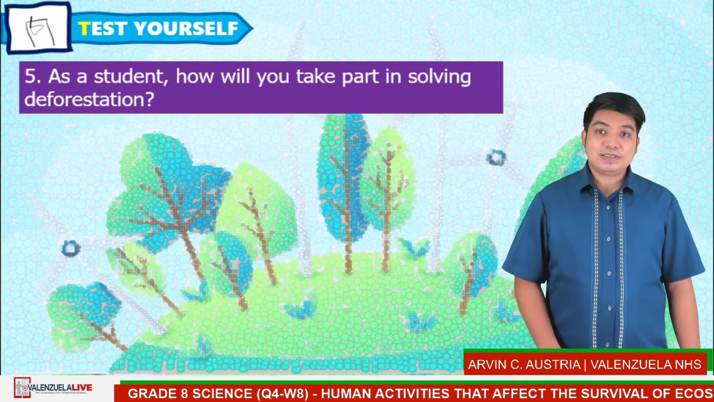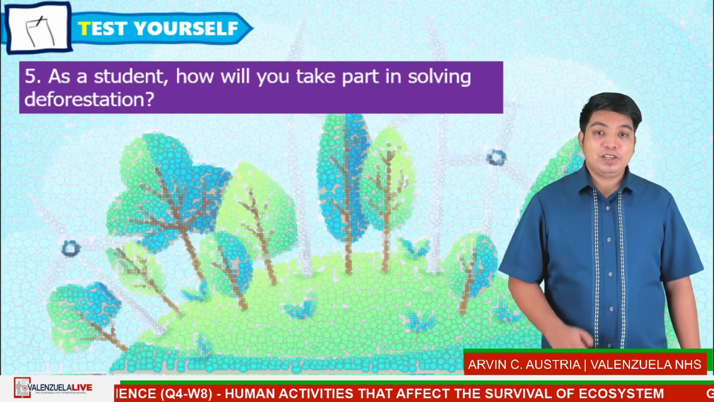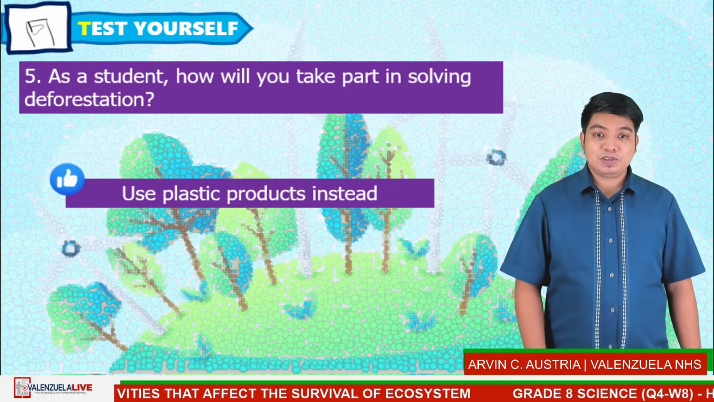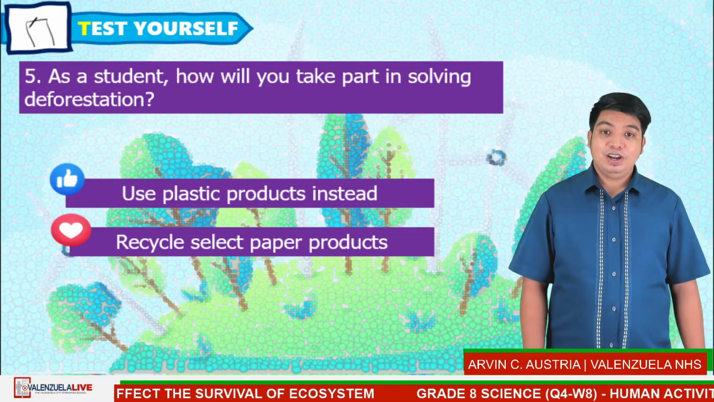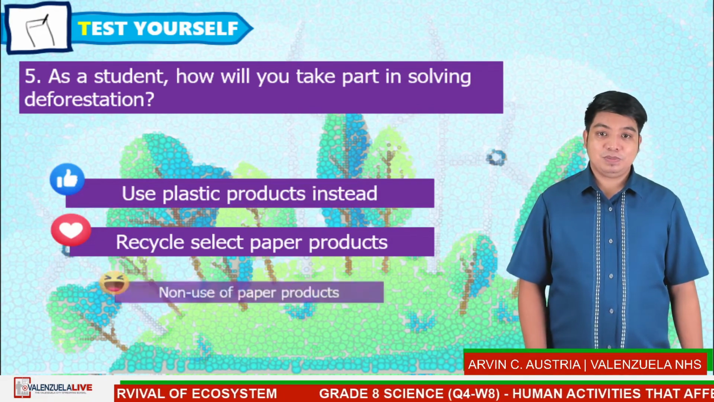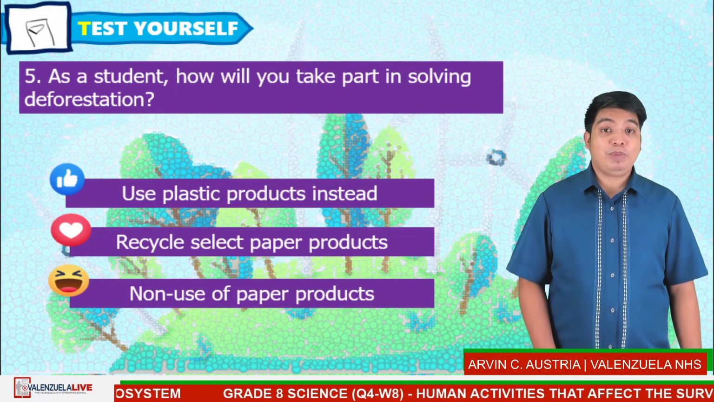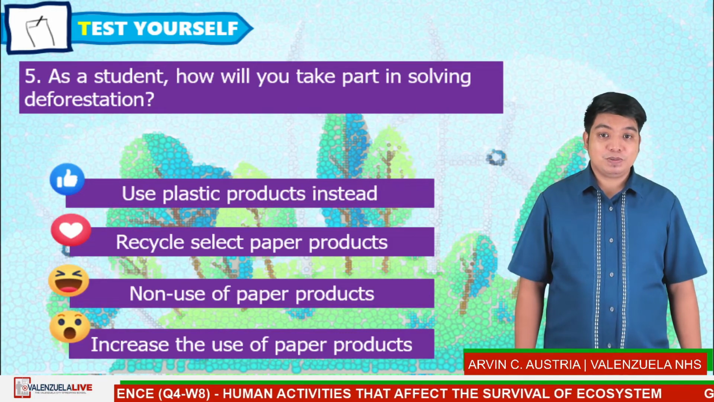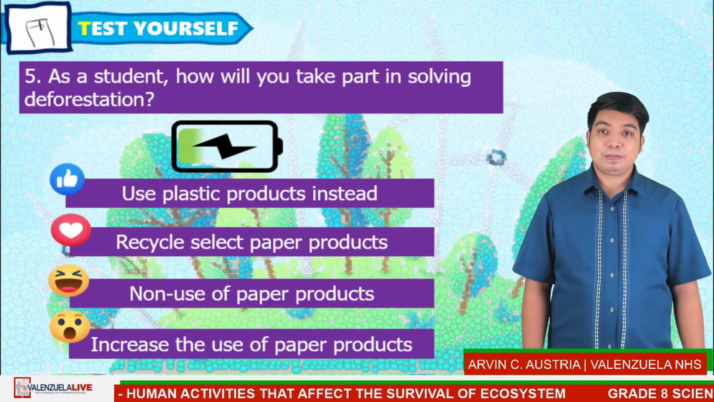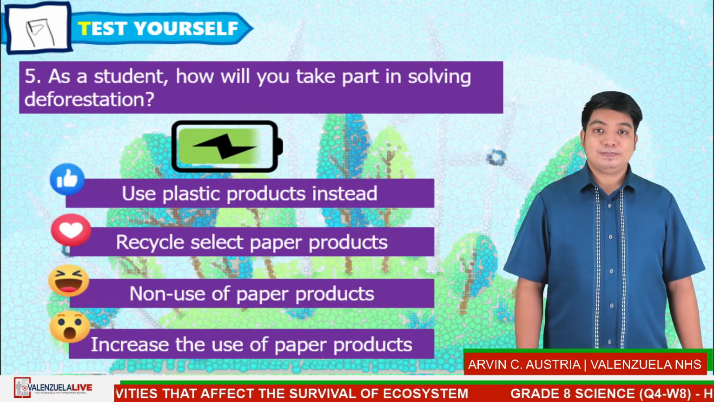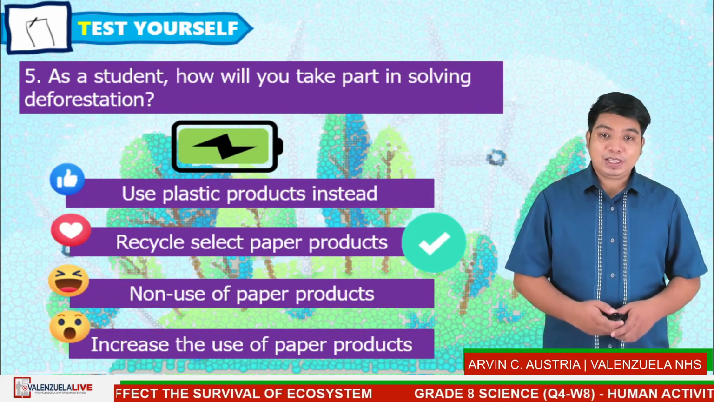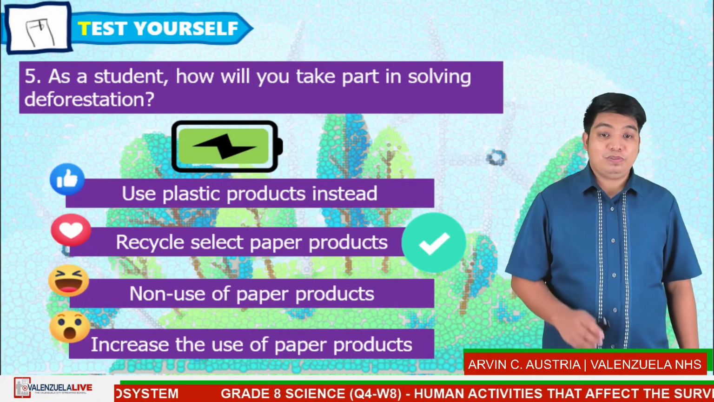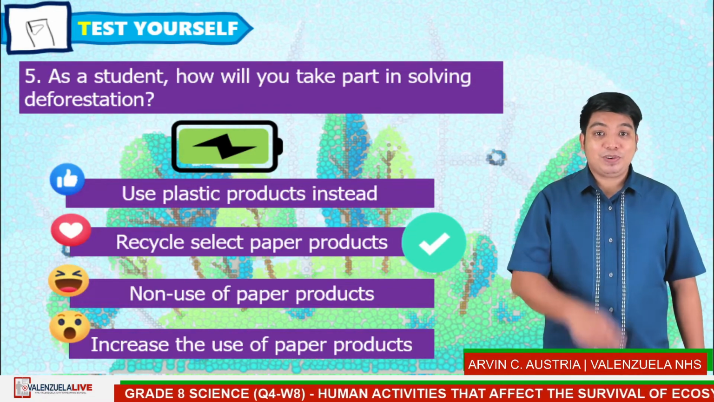Number 5, as a student, how will you take part in solving deforestation? Is it use of plastic products instead, recycle select paper products, non-use of paper products, or increase the use of paper products? 5 seconds. The correct answer is recycle select paper products. If you got a score of 3 or higher, it means that you are ready for the assessment later.